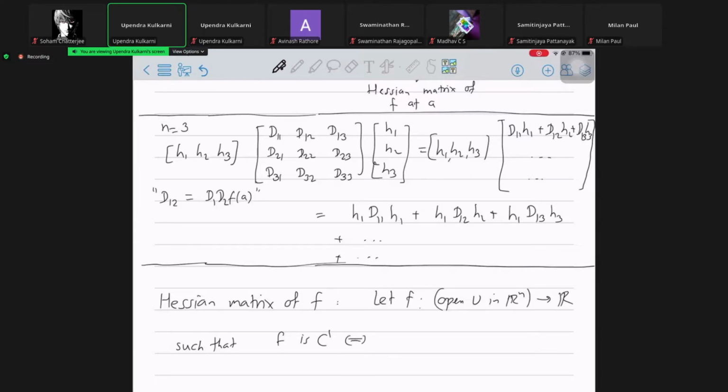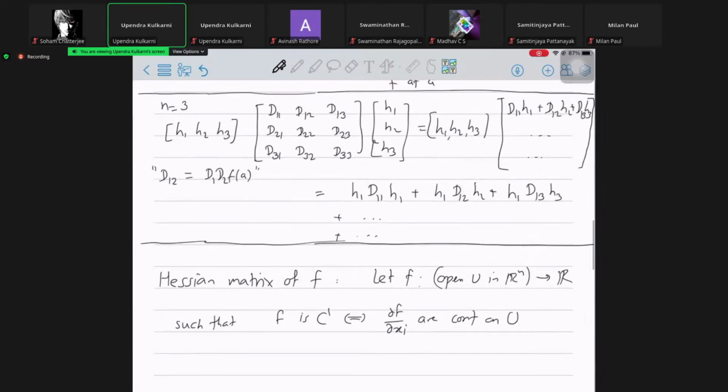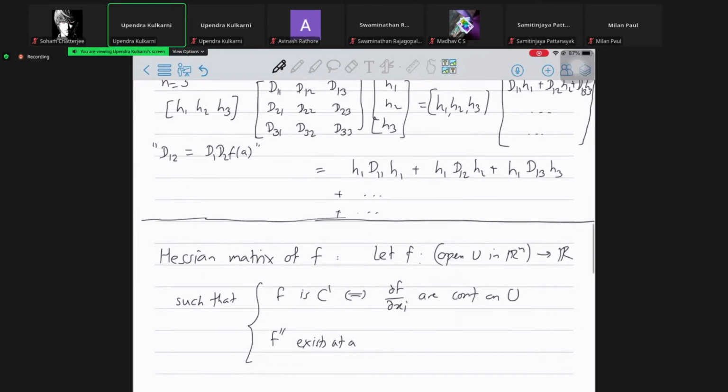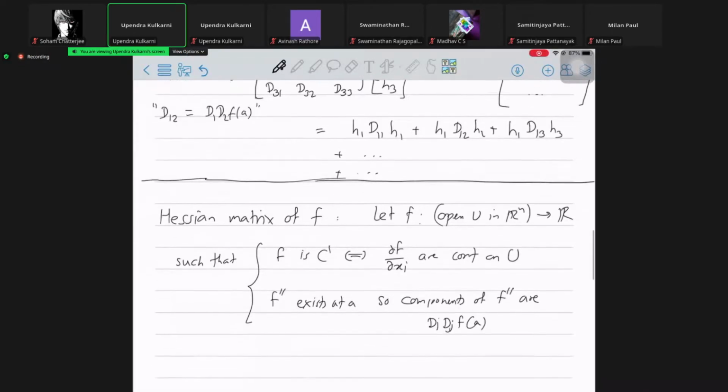So that means that all the partial derivatives ∂f/∂xi, or Di, are continuous on U. And we want to say that f double prime exists at a. And therefore, all the Di Dj components of f double prime are Di Dj of f at a. So in that case, the Hessian is the above.